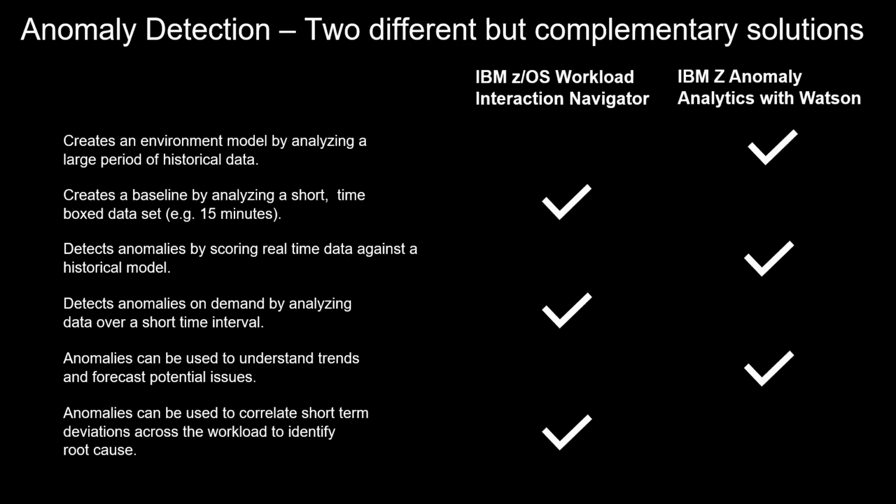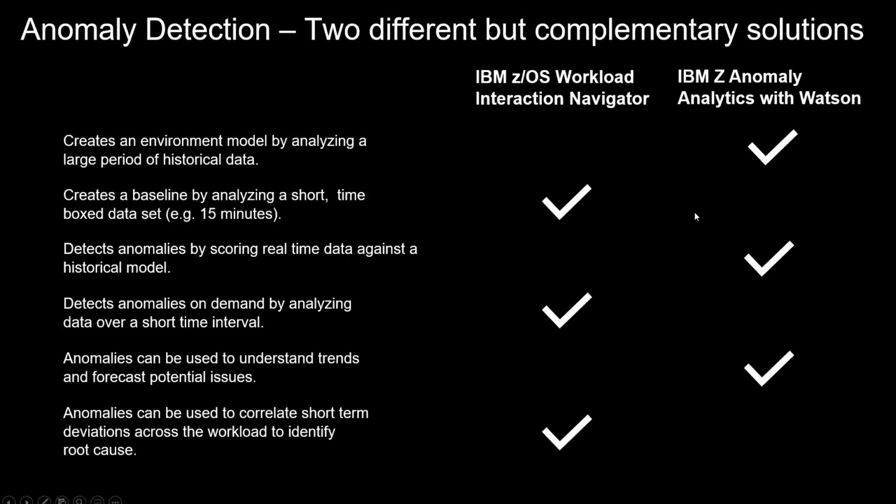So the other difference is that in looking at Z Anomaly Analytics with Watson, we're looking at real-time data compared against the model in order to detect anomalies. In that case, we're really looking for trends and patterns that are used to forecast or detect potential issues. Whereas within the navigator, those anomalies are used to correlate the different activities within the activity group and, as Dan showed, to identify those cause and victim relationships within the environment.